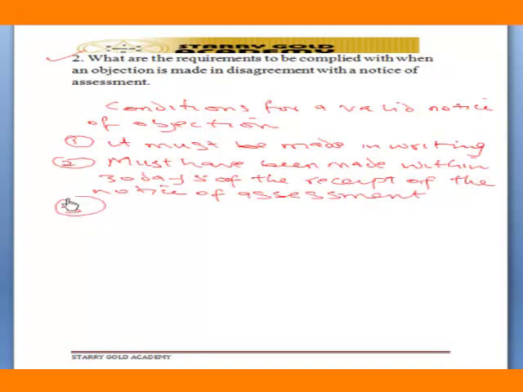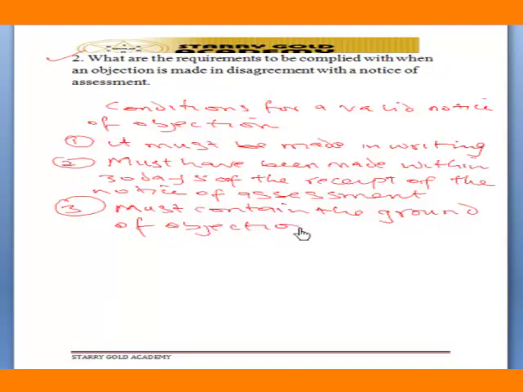And what's the third one? Three points here. Three, it must contain the grounds of objection. In other words, the reasons for objecting: the reason why the taxpayer is saying no to that assessment.